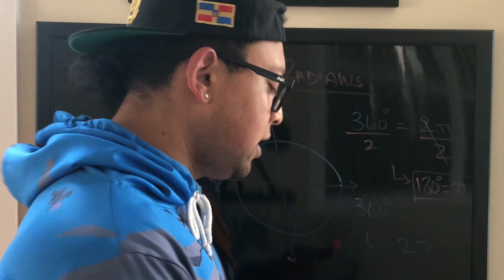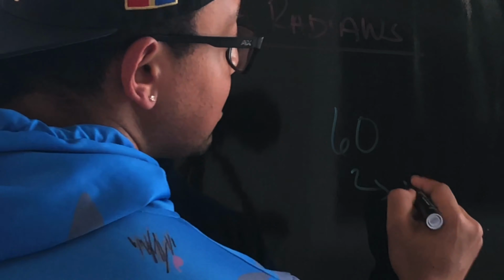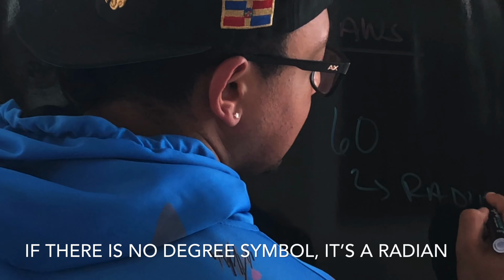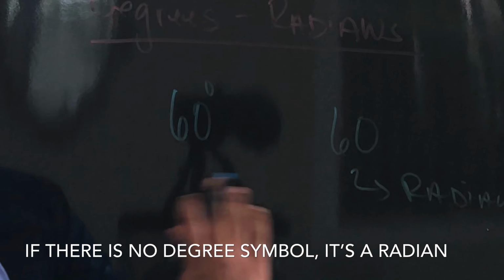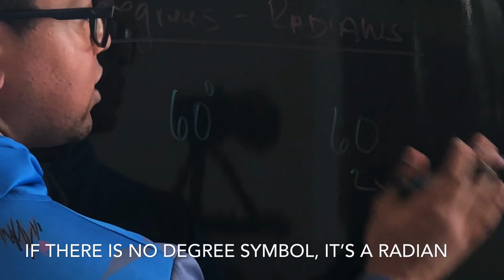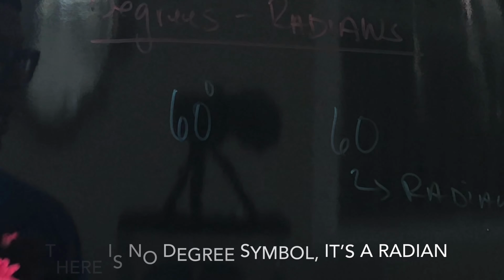All right, now with that being said, this is the formula you are going to use when you're converting degrees to a radian. This means radians because there's no degree sign next to it, all right? So if you don't have a degree sign next to this number, it's automatically called radians. That's something for you guys to know as well.